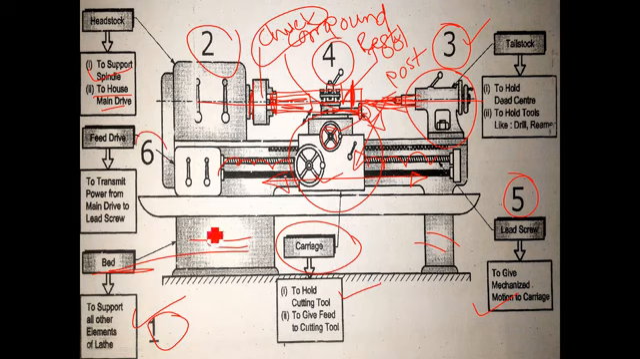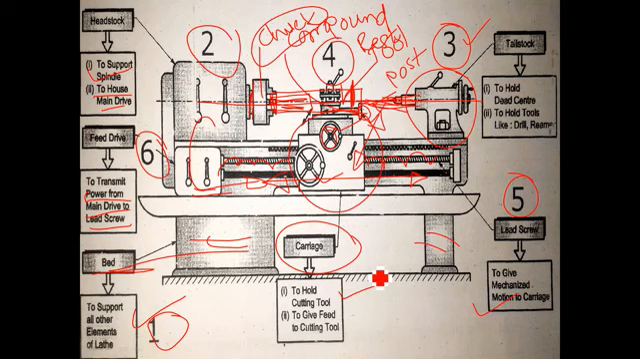Next part is the feed drive. This one. It transmits the power from the main drive to the lead screw. So from the drive to this lead screw, it transmits the power. So that is the feed drive. These are a few major parts of the lathe machine which are required for MCQs, to understand the function of each element of the lathe machine.